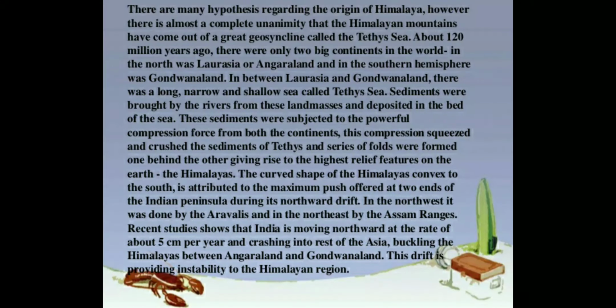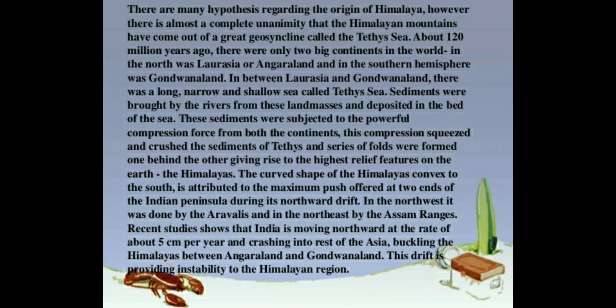The curved shape of the Himalayas, convex to the south, is attributed to the maximum push offered at 2 ends of the Indian peninsula during the northward drift. It drifted. I told you about drifting. So during this drift, the pressurizing was done, and the result is this. In the northwest, it was done by the Aravallis, and in the northeast by the Assam ranges. We are going to know about the boundaries of the Himalayas.